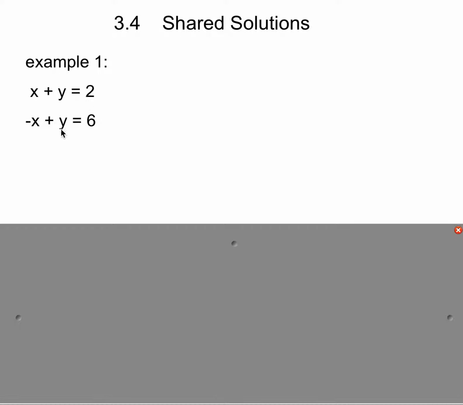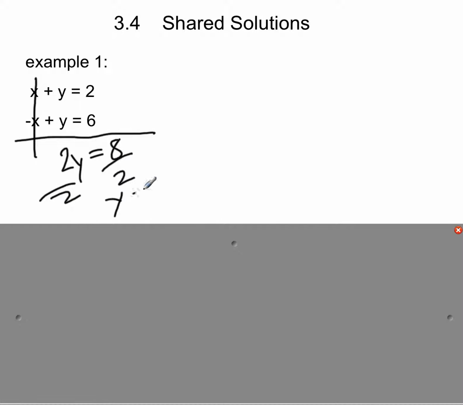Example 1, this is a simultaneous equation. I have two equations and two unknowns. It's lined up really for me to use the elimination method, so that's what I'm going to do. I'm going to add these two together, and that goes away, and I get 2y equals 8, divide by 2, y equals 4. If I plug 4 back in for y, I have x plus 4 equals 2. Solve for x, I get x equals negative 2. So my solution is negative 2 comma 4. Very much like what you've been getting, okay?